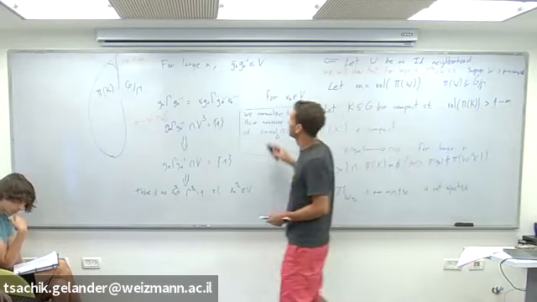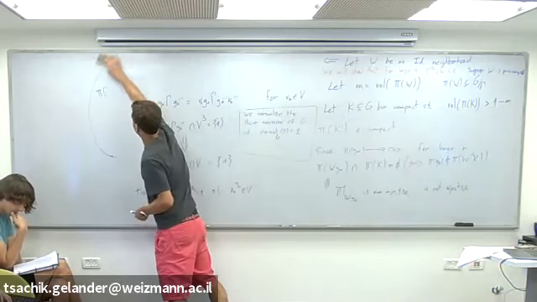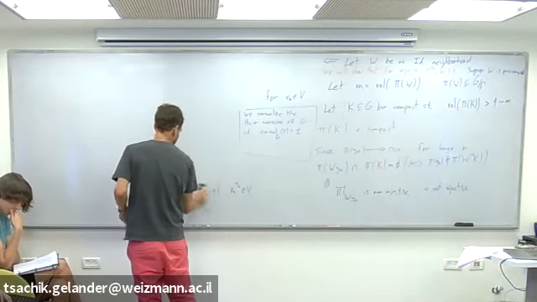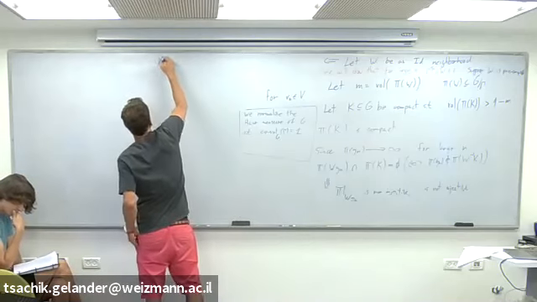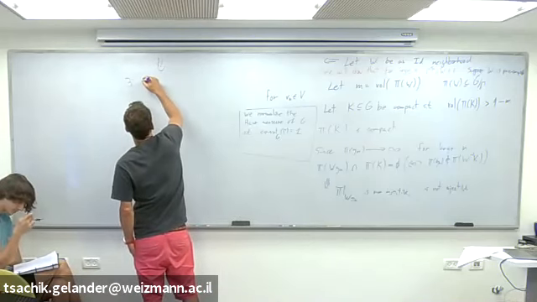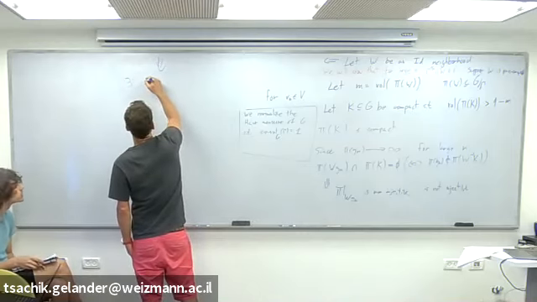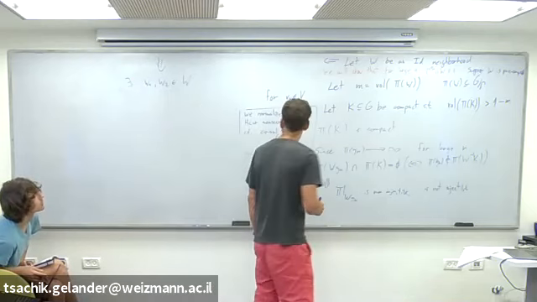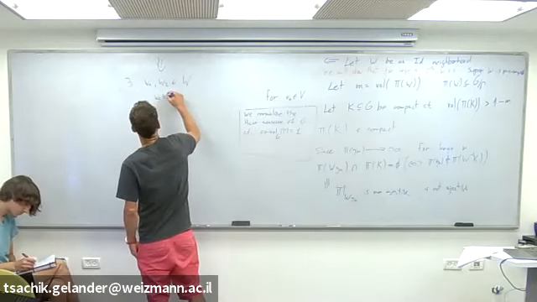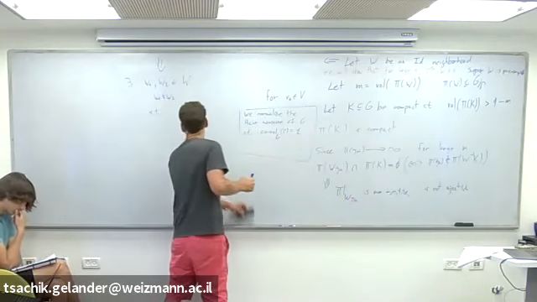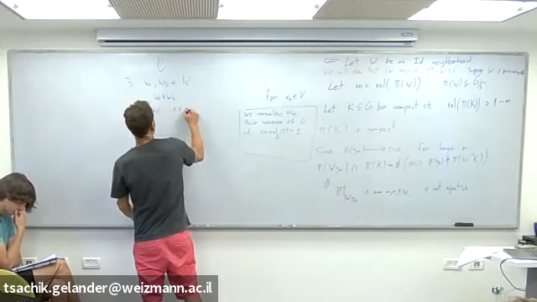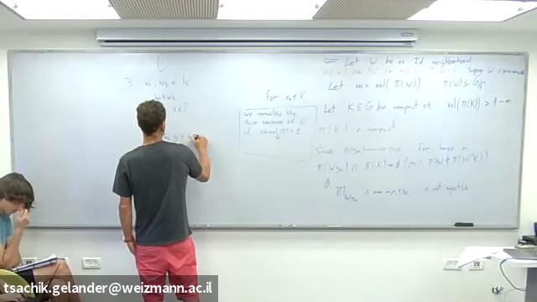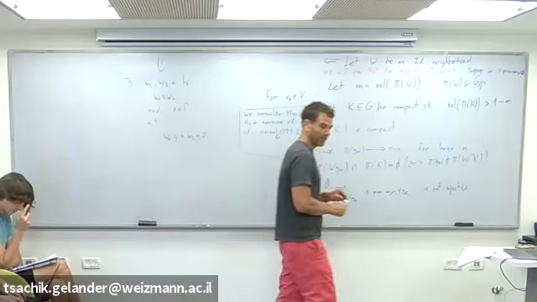What does it mean that this map is non-injective? This implies that there are W1 and W2 inside W, different, and gamma in Gamma, such that W1 Gn equals W2 Gn gamma. That's what it means to be non-injective.